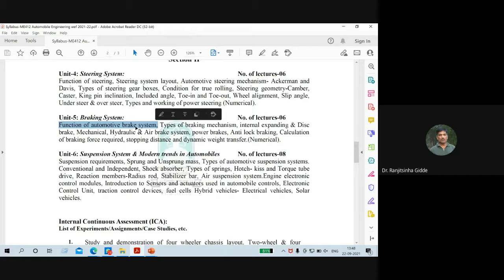Wherever we are using oil or the principles of hydraulics, that brake comes under hydraulic brakes. Wherever the actuation mechanism is via air volume, it becomes the air brake system. So for trucks, the air brake system, and its efficient working is based on the actuation mechanism.